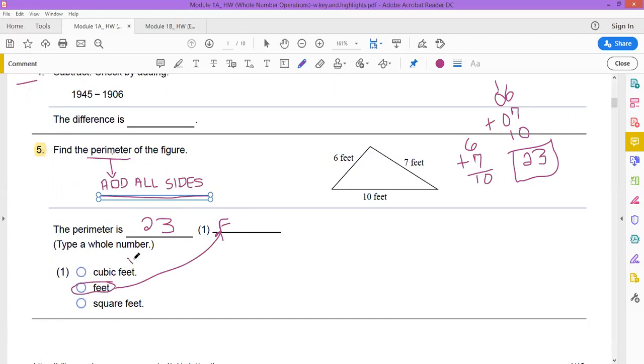Cubic feet we use when we're measuring volume. And square feet we use when we're measuring area. So we use the single dimension for perimeter.